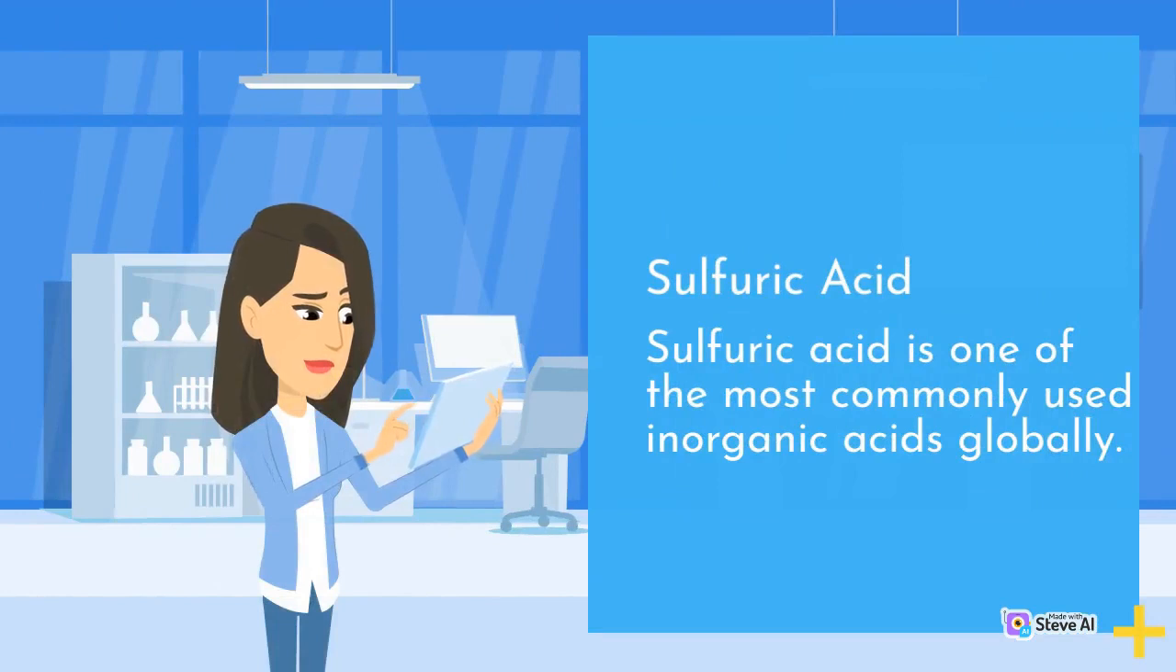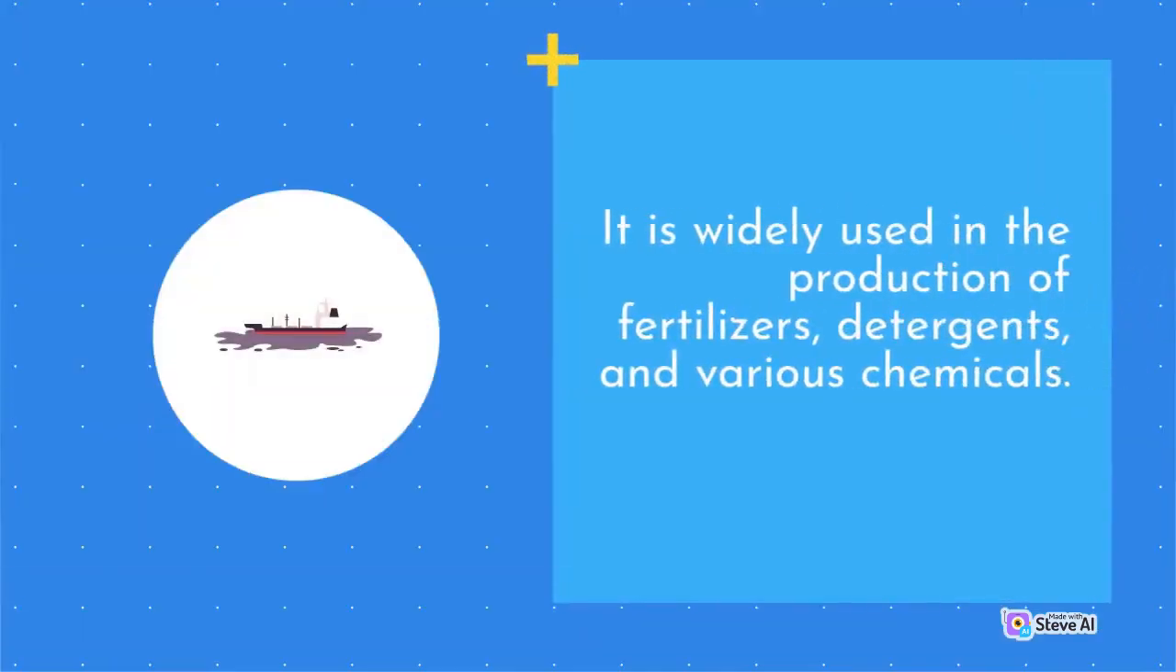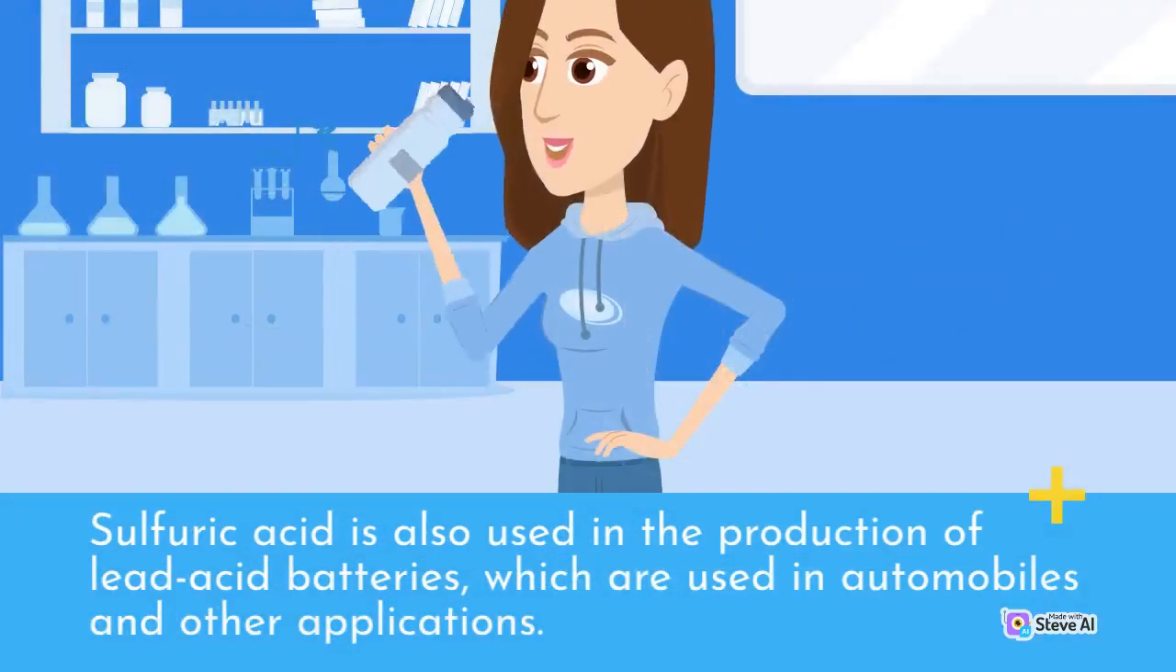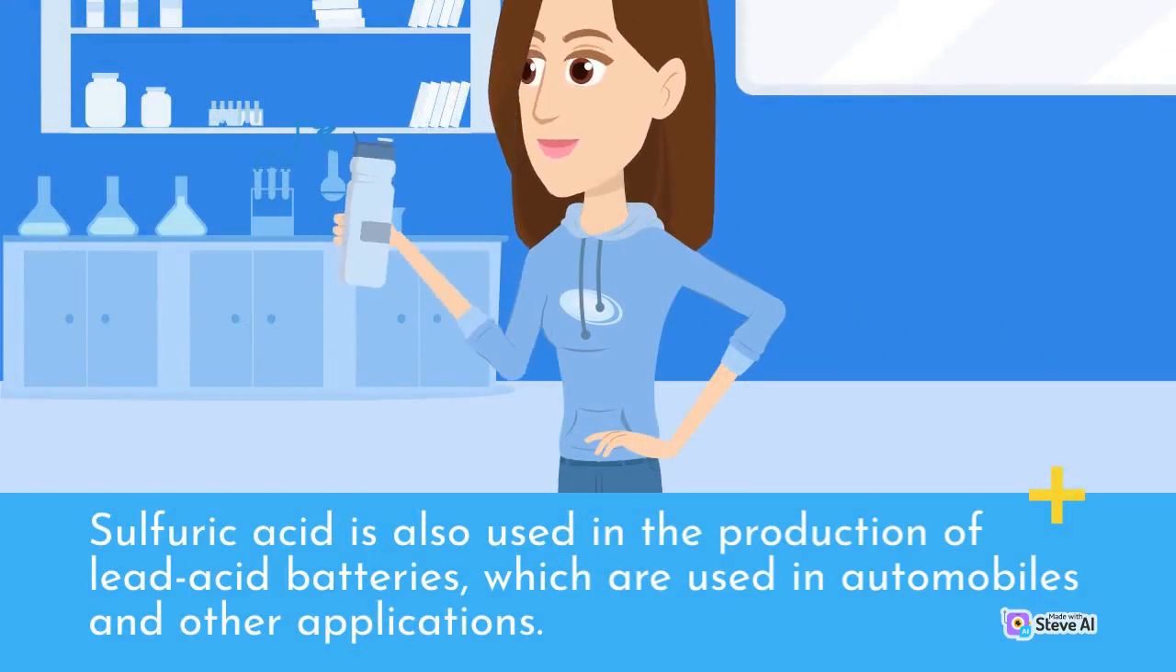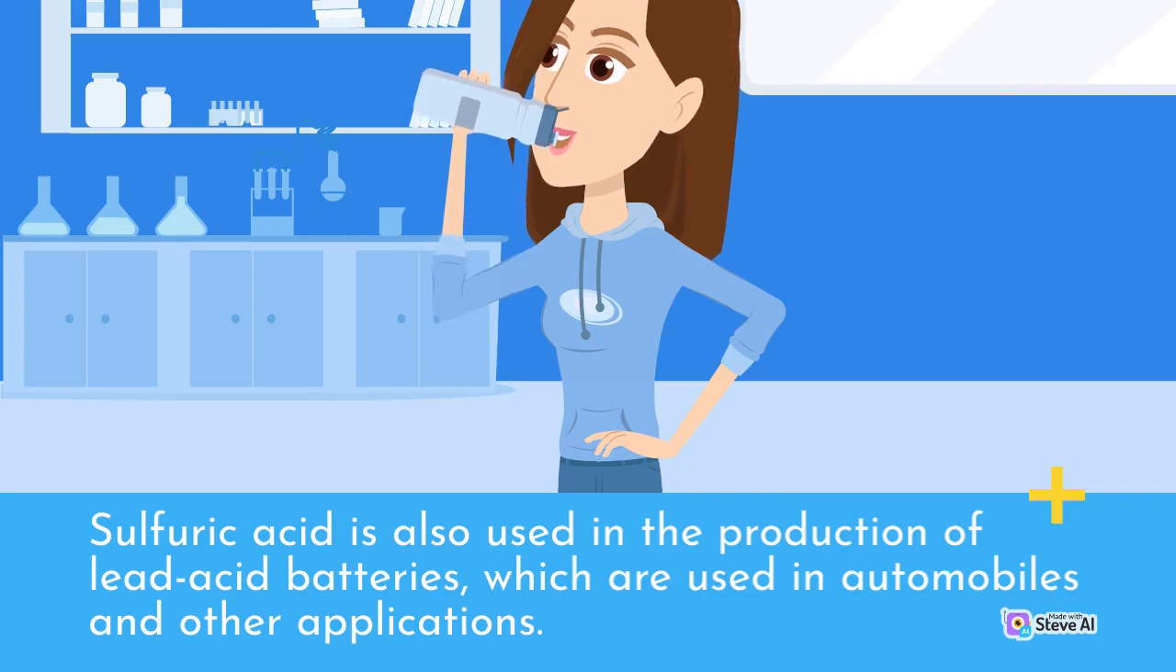Sulfuric acid. Sulfuric acid is one of the most commonly used inorganic acids globally. It is widely used in the production of fertilizers, detergents, and various chemicals. Sulfuric acid is also used in the production of lead-acid batteries, which are used in automobiles and other applications.